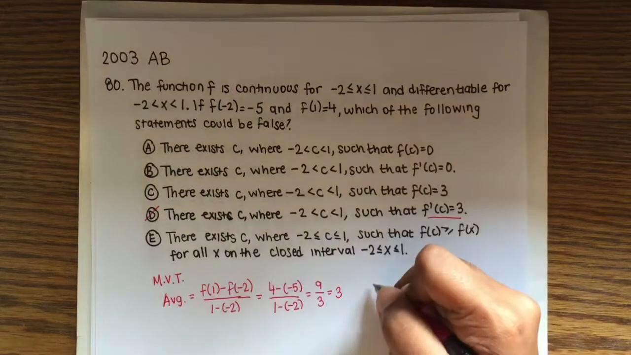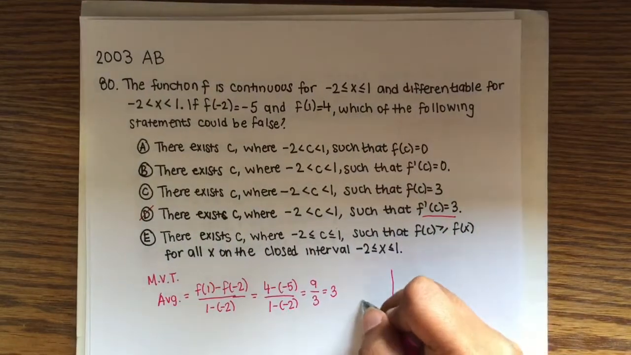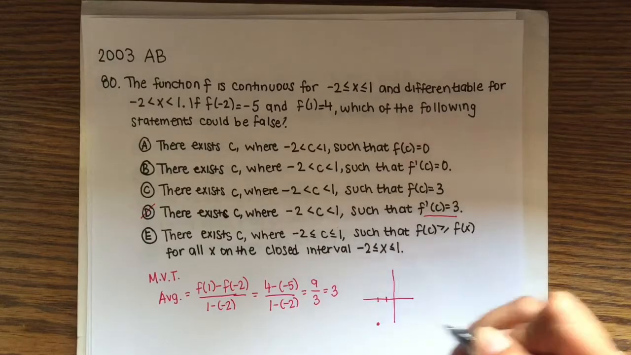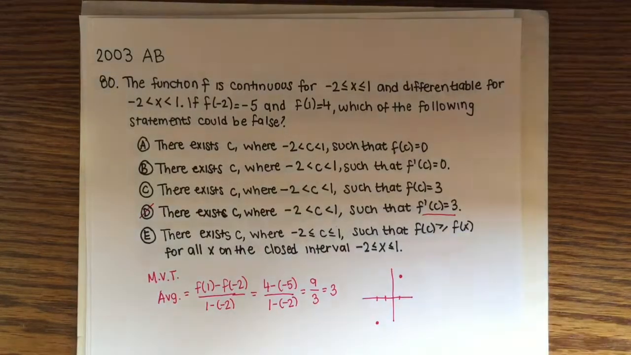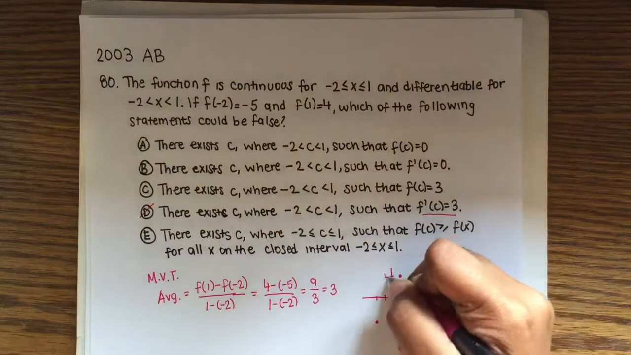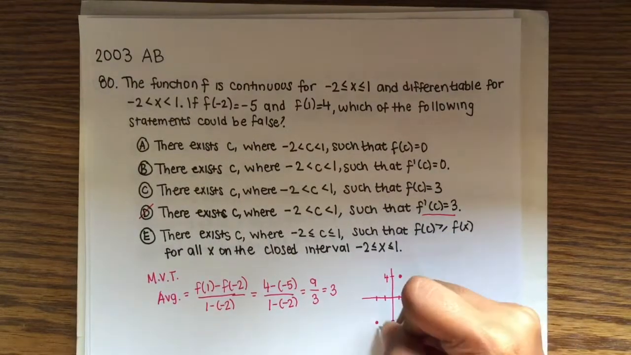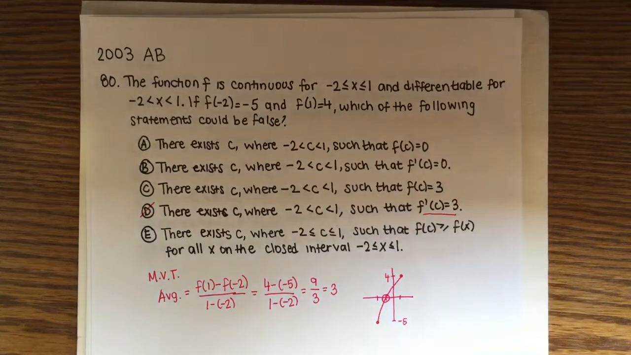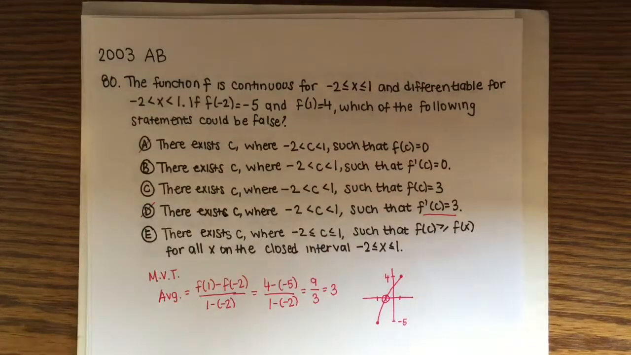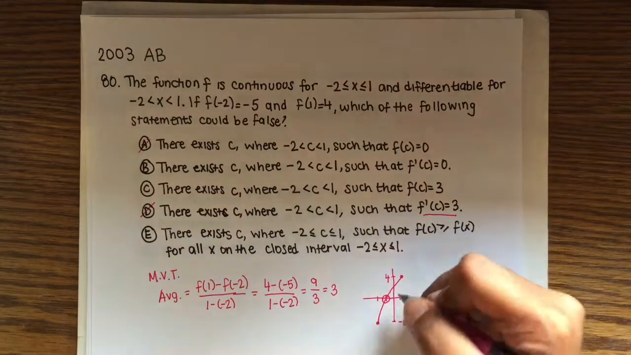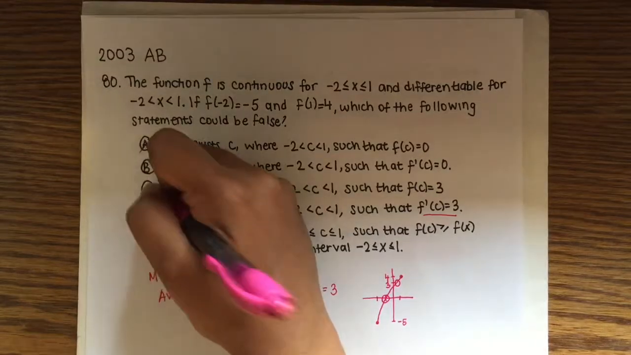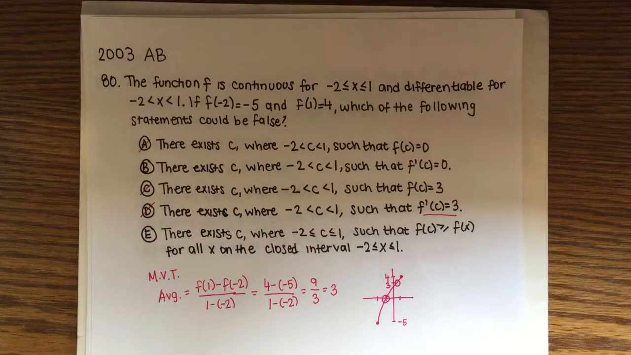Moving on, let's draw a basic sketch of the graph based on the information we know. We know that f of negative 2 is equal to negative 5 down below, and that f of 1 is equal to 4. Since the graph must be continuous, we know that it must pass 0 at some point. Therefore, option A must be true. Similarly, for option C, the graph must pass 3 at some point, so we can eliminate option C as well. Now, let's look at option B.